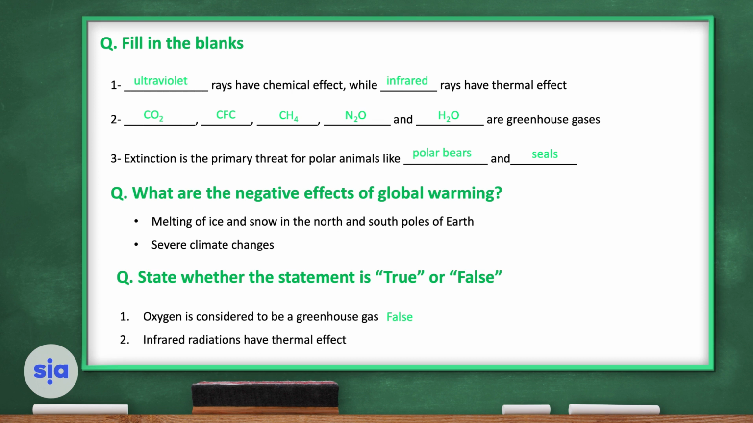Number 2, infrared radiations have thermal effect. Yes, exactly, true, because infrared radiation will be trapped inside the atmospheric layer, and due to its thermal effect, this will increase the temperature of our planet Earth.